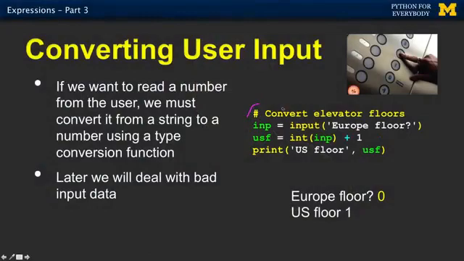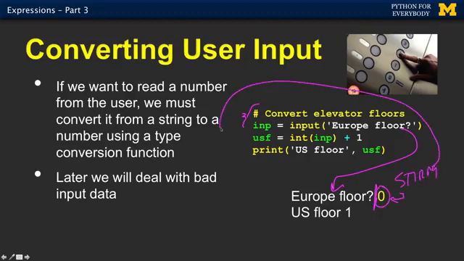A comment: Convert elevator floors. That has nothing to do with Python. It has to do with you or me reading about this. Then input. Well, remember, input prints out the prompt and then pauses and waits. And then we type, and then we type the enter key, right? And then this 0, this is a string. This string ends up being input in the variable inp.